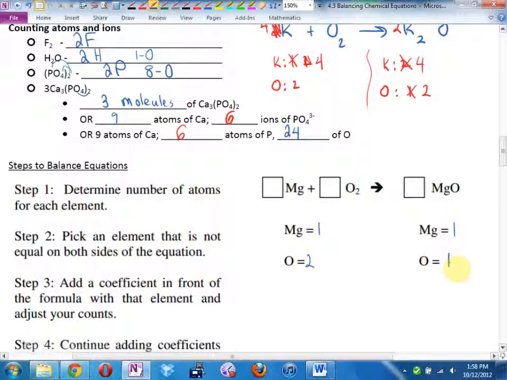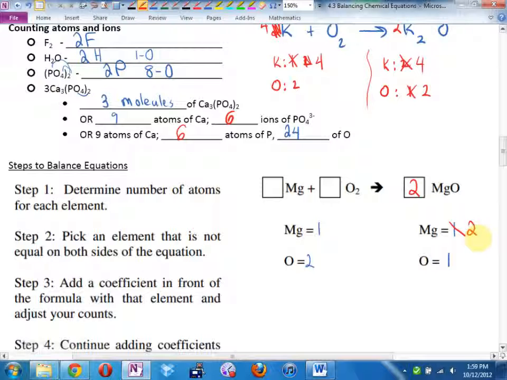Step 2, pick an element that's not equal on both sides of the equation. Oxygen. Add a coefficient in front of the formula with that element and adjust your counts. How many oxygens do I have here on the left? How many do I have here on the right? How many would I like to have on the right? So I can do that by putting a 2 there. But what else just changed? Magnesiums. This went from being a 1 to being a 2. See it? Are we in balance? We are for oxygens, but are we in balance for everything?